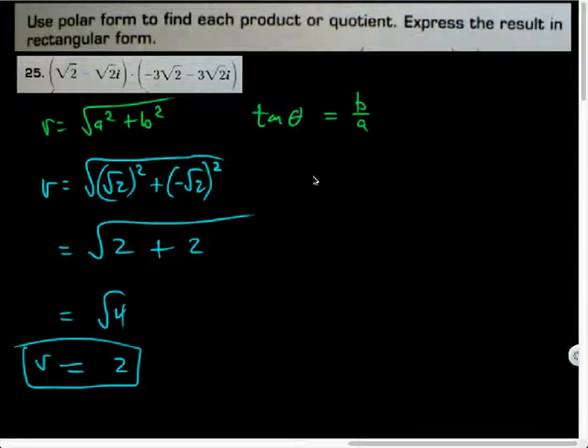Then I've got tan theta is equal to negative root 2 over root 2. So tan theta is equal to negative 1.